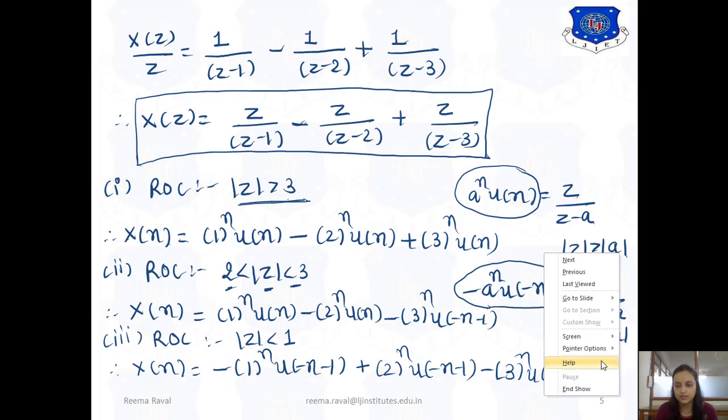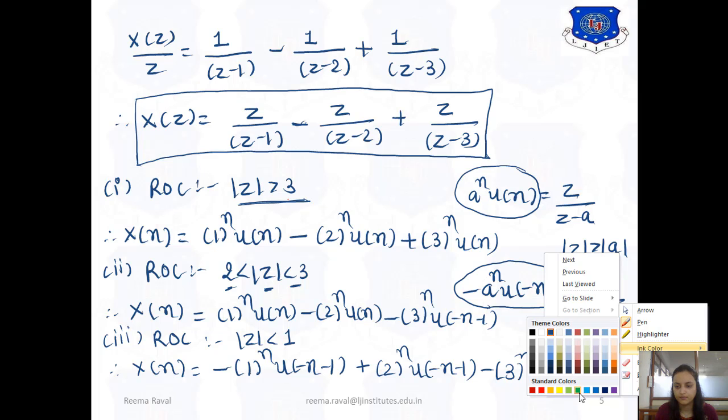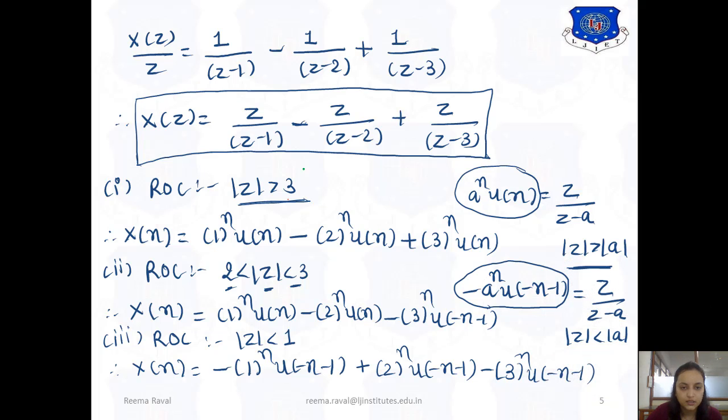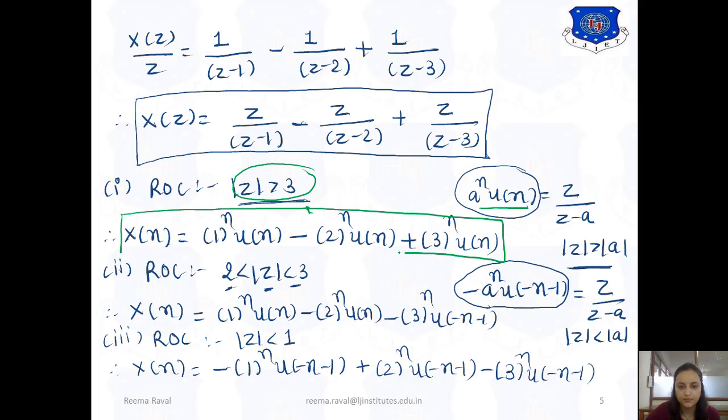So the first case over here is when it is greater than 3, all the answers will be in terms of a raised to n u of n. So for that x of n is a raised to n u of n for the values 1, 2 and 3. Now for the second case over here, it is greater than 2 and less than 3. So for 1 and 2 it is a raised to n u of n, and for 3 it is minus a raised to n u of minus n minus 1. So for the second case the answer is like this.